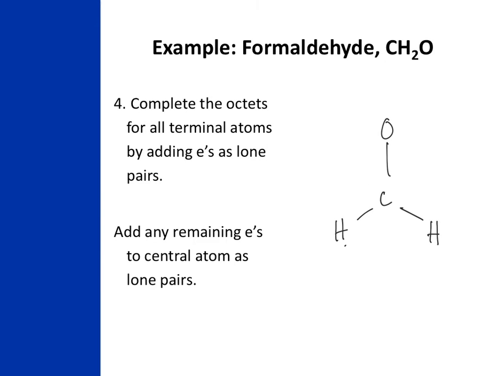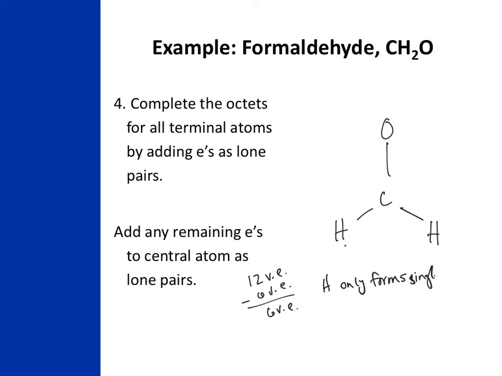Okay, so we've got our connectivity pieced together, and we've used up 6 of our 12 valence electrons total. I'm going to go ahead and show that. So we've got 6 valence electrons left. If we think about common ways that atoms bond together, we have to remember that hydrogen only forms single bonds.